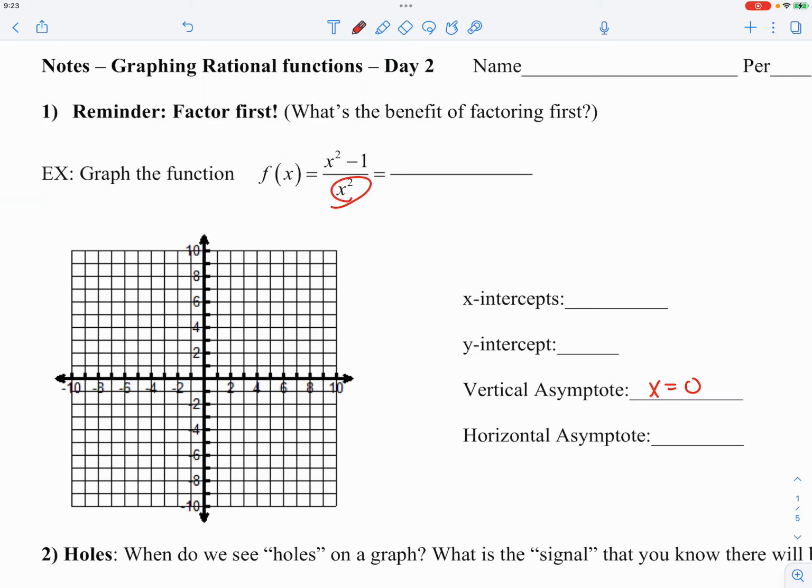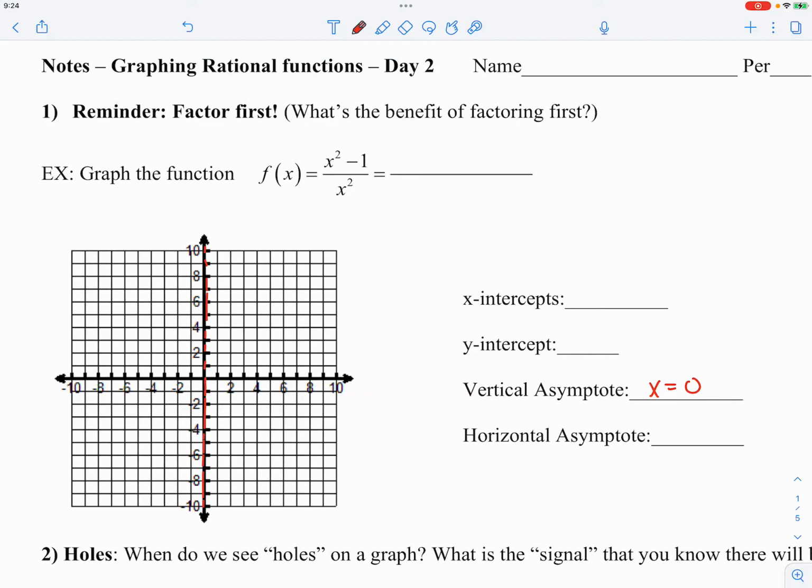when we think about vertical asymptote, we think of the word undefined, right? And what makes the function undefined? What makes this fraction undefined is when the denominator equals 0. Okay. Now, with that said and drawn, the vertical asymptote happens to be on the y-axis.